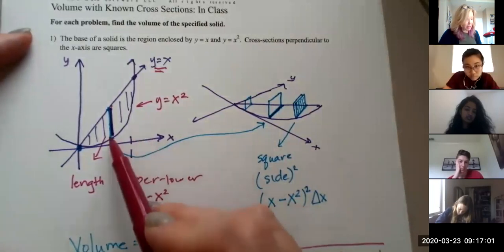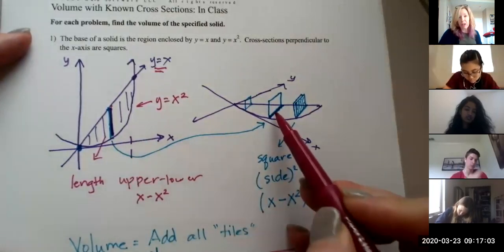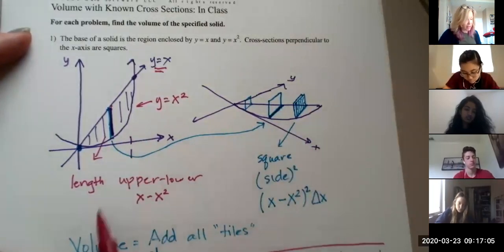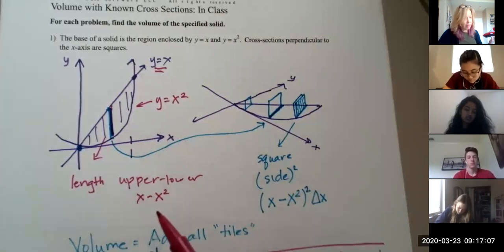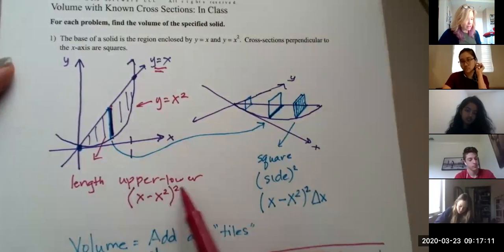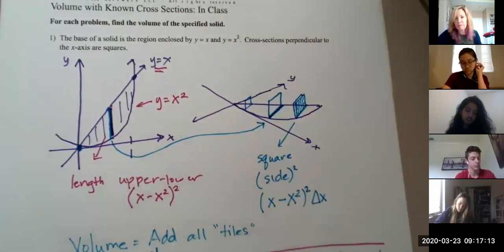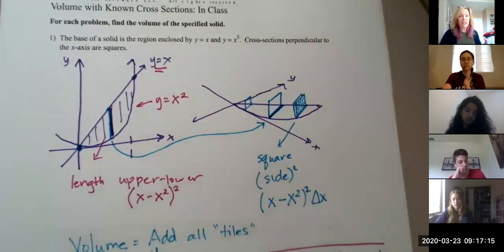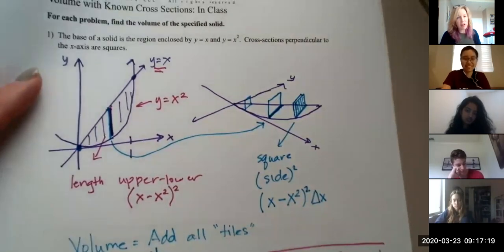But since we said that that blue line is the base of a square, and I'm trying to find the area of that square, a square is just its side squared. So that's why I took the length of that blue line and I squared it to find the area of that square. And we'll see, because in the next couple examples, we get into other shapes as well. And so they're not always going to be squares.